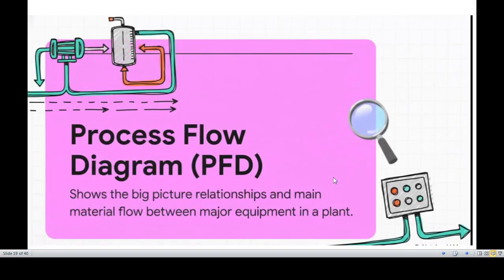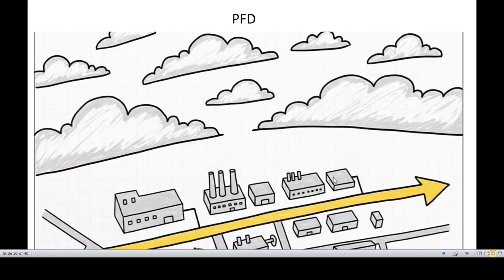Process flow diagram shows the big picture relationship and the main material flow between major equipment in a plant. It's like an arrow going in a town, showing you where to go in a location from this area to this area to this area to this area, so that you can understand all of the fluid going from this equipment to this equipment to this equipment, like a small map showing you the way.